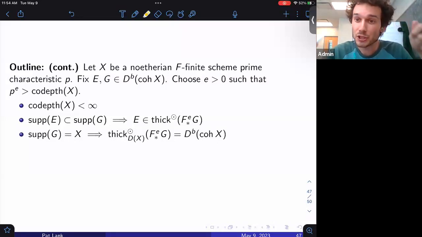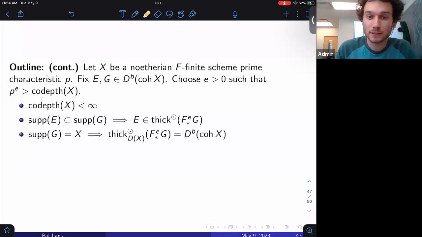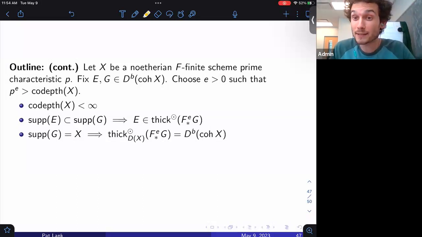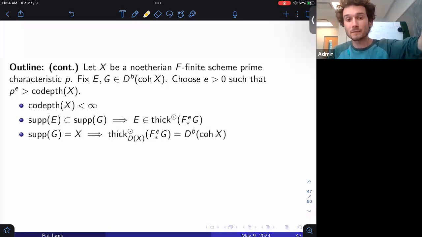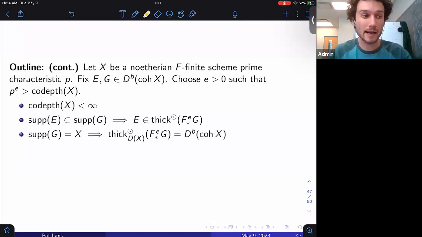And when G has full support, I know something even better. Thick ⟨O, the e-th push forward⟩ is all of D^b(coh X). Again, there are proofs, obviously, but this is the strategy. We're using this tensor action on D^b(coh) when restricted, which gives us something nice. Stevenson had these ideas of local-global principles, and we're trying to exploit that.